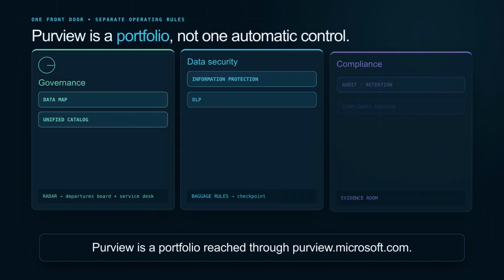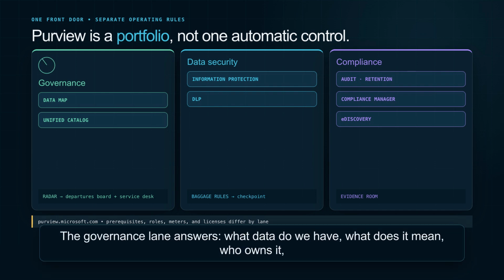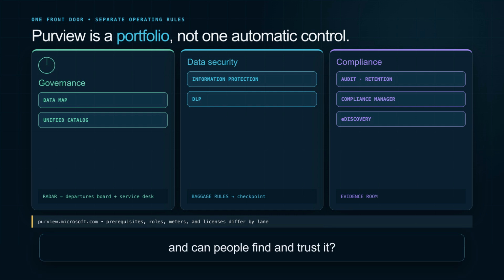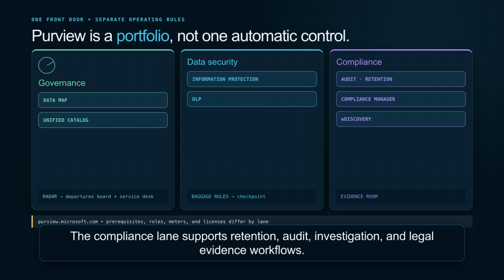Purview is a portfolio reached through purview.microsoft.com. The governance lane answers, what data do we have? What does it mean? Who owns it? And can people find and trust it? The security lane asks which content is sensitive and what users or apps may do with it. The compliance lane supports retention, audit, investigation, and legal evidence workflows.